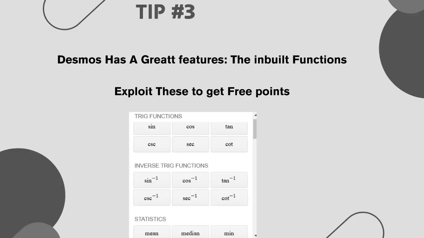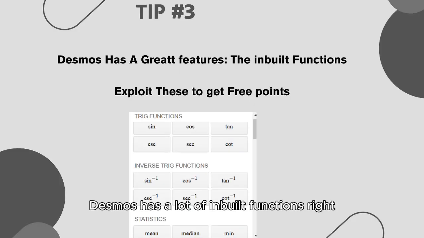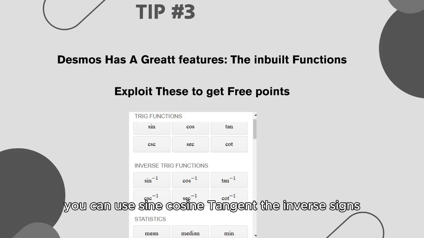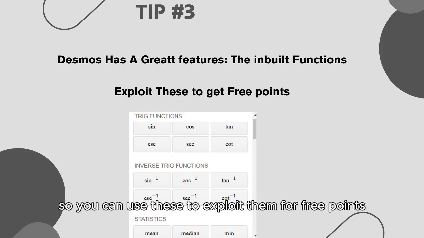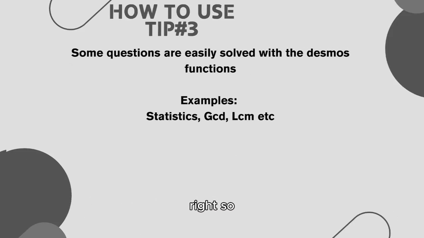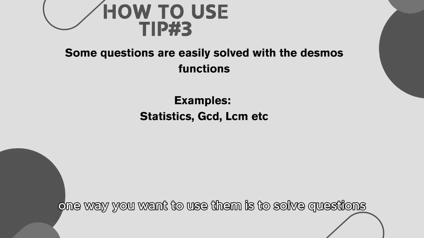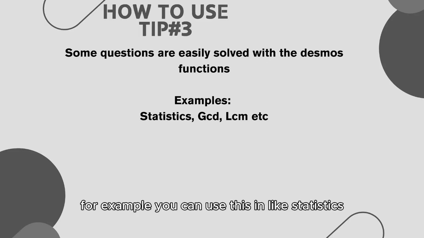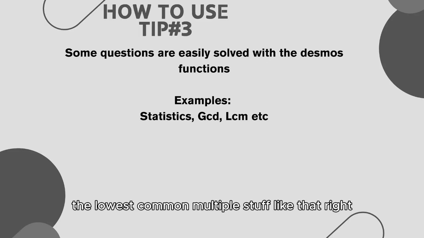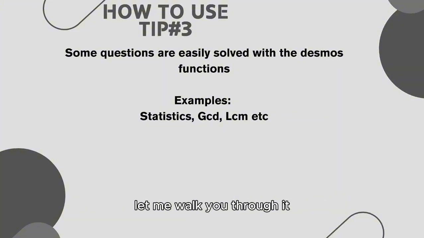So tip number 3. DESMOS has a lot of inbuilt functions, right? You can use sine, cosine, tangent, the inverse sines, the inverse cosines. So you can exploit them for free points, right? One way you want to use them is to solve questions using these DESMOS functions. For example, you can use them in statistics, the greatest common divisor, the lowest common multiple, stuff like that, right? Let me walk you through it.